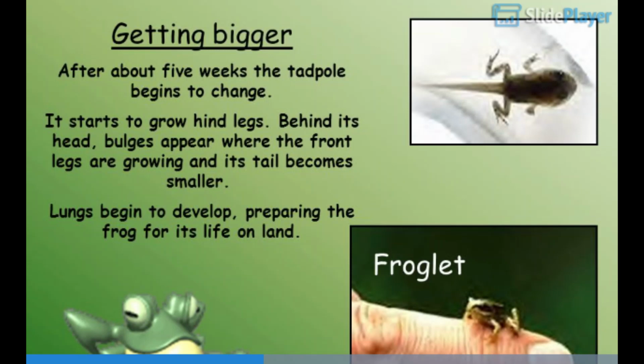Getting bigger. After about 5 weeks, the tadpole begins to change. It starts to grow hind legs. Behind its legs, bulges appear for the front legs, which keep growing, and its tail becomes smaller. Lungs begin to develop, preparing the frog for its life on land.